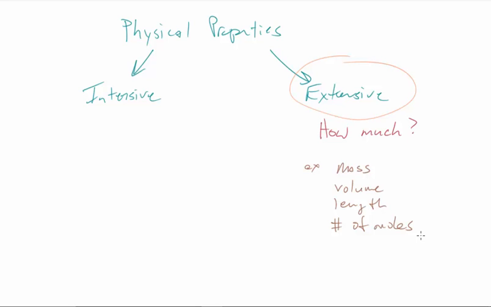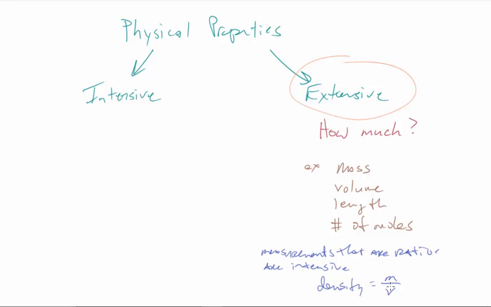Now, there is one trick here, is that measurements that are ratios are intensive. And an example that I can think of off the top of my head is density, right? Density is a mass divided by volume ratio. Notice I've got 2 extensive properties in there, but they exist in a ratio as a fraction.